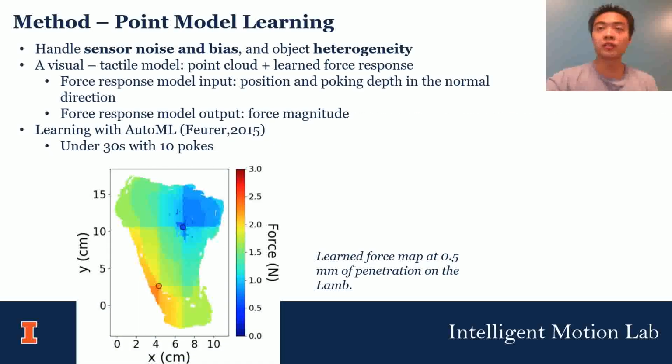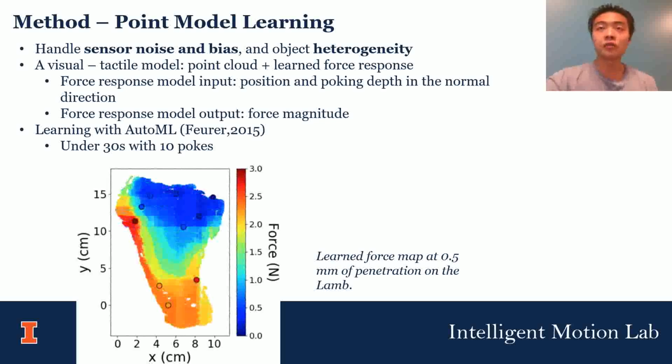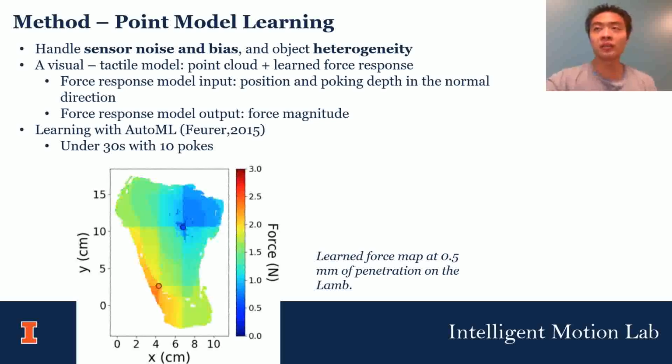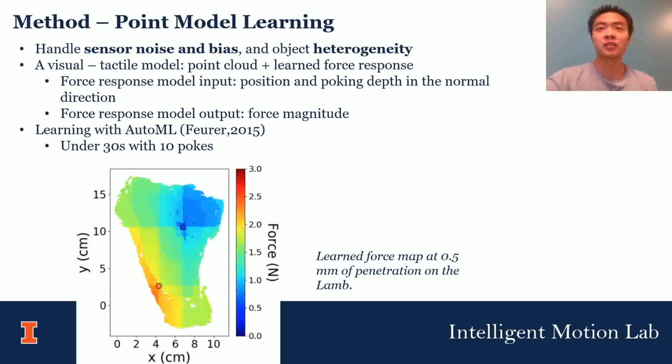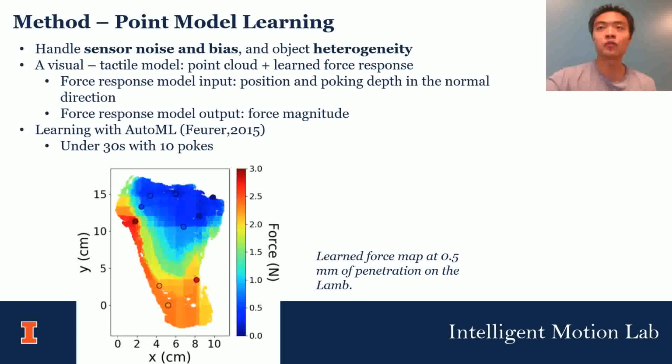Here, we try to learn the force response when poking at a point on the deformable object. The goal of learning here is to overcome the noisy and biased visual model and the heterogeneous testing objects, where directly modeling these would be extremely difficult. The model input is the position of the point being poked on the object's original surface and the poking depth in the normal direction. The output is the force magnitude.